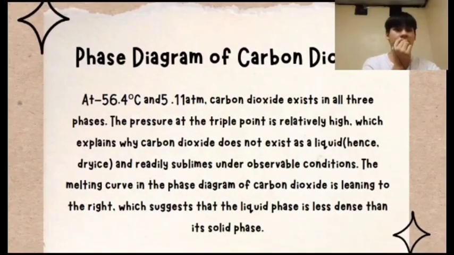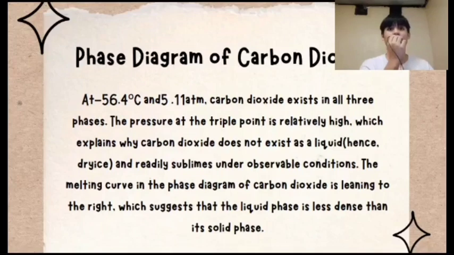Next is the phase diagram of carbon dioxide. At negative 56.4 degrees Celsius and 5.11 atm, carbon dioxide exists in all three phases. The pressure at the triple point is relatively high, which explains why carbon dioxide does not exist as a liquid, hence the dry ice, and readily sublimes under observable conditions.